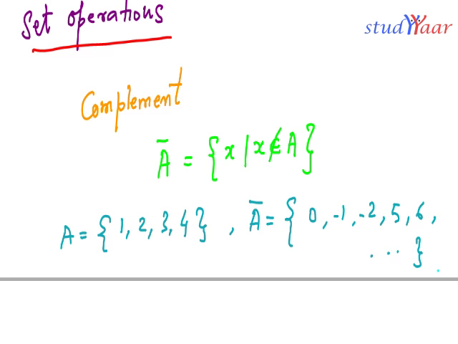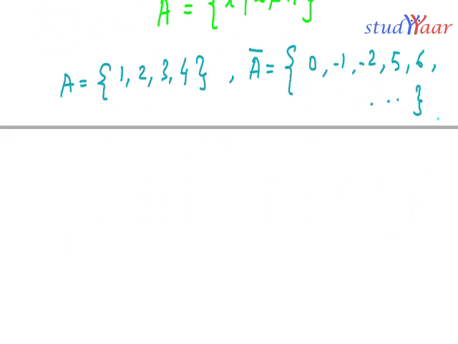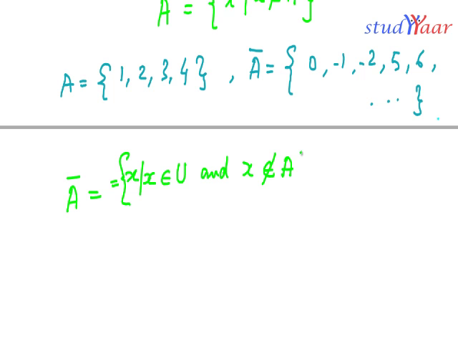So I am also going to add over here that the complement of A is the set of x such that x is present in the universal set and x is not present in A. So that is the meaning of the complement of A. Keep this in mind.